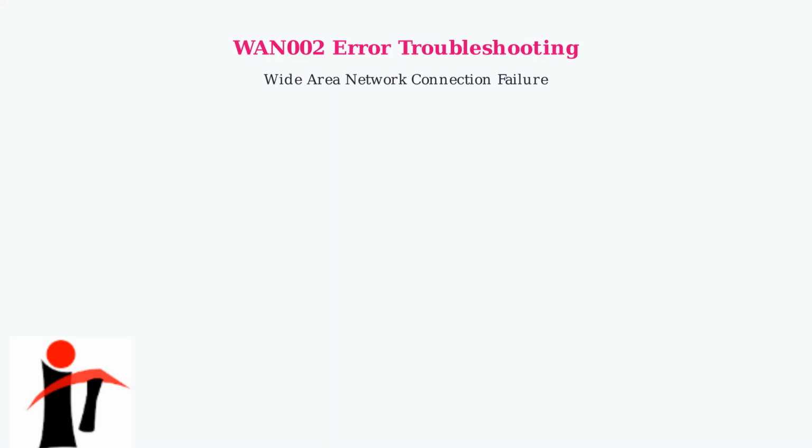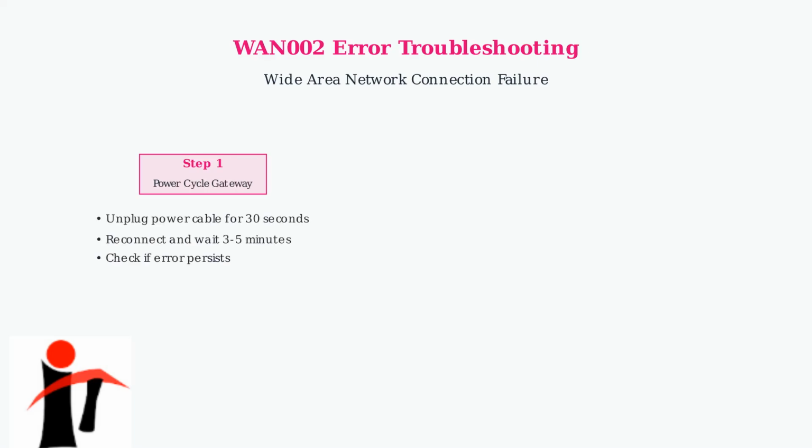This is the most common error and usually has straightforward solutions. Step 1 is power cycling your gateway. This simple restart often resolves temporary connection issues by refreshing the network connection. Step 2 involves checking T-Mobile's network status page to verify there are no local outages or maintenance activities affecting your area.